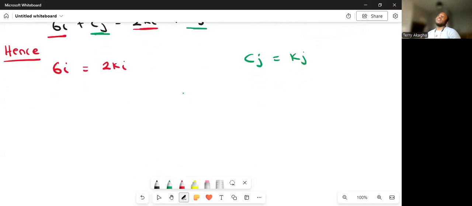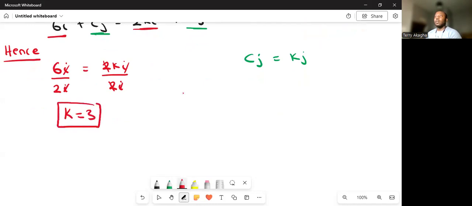So now we have this. We're looking for k. So we're going to divide both sides by 2i. So the 2 will cancel 2, the i will cancel i. Then 6 divided by 2 will give you 3. So k is going to be equal to what? 3. Are you seeing it? Now you do for the j's. We're looking for k. Divide both sides by j.